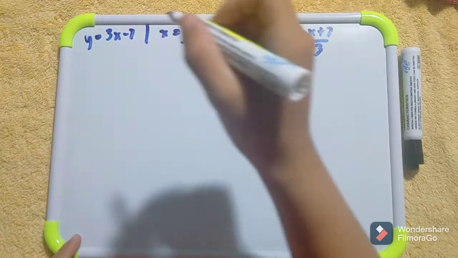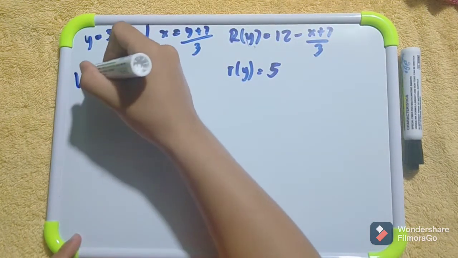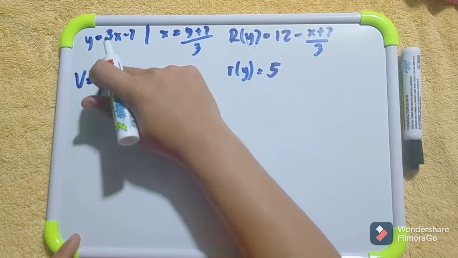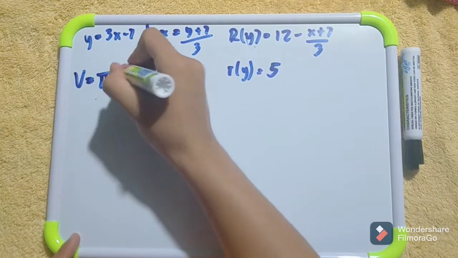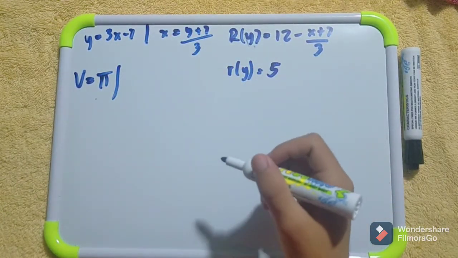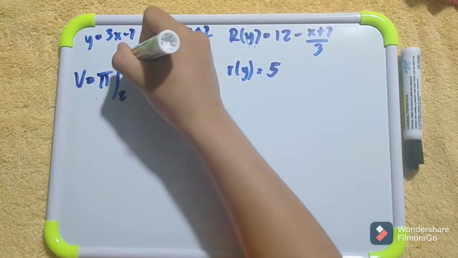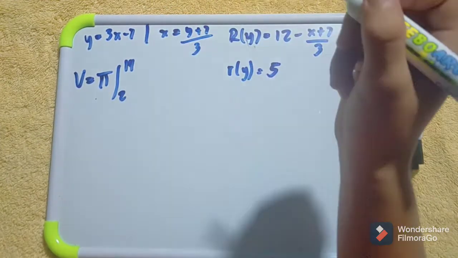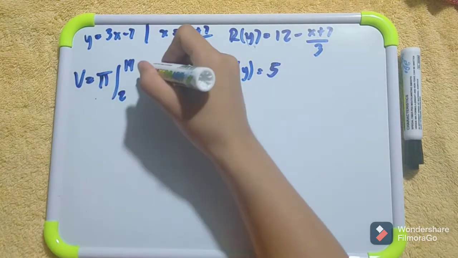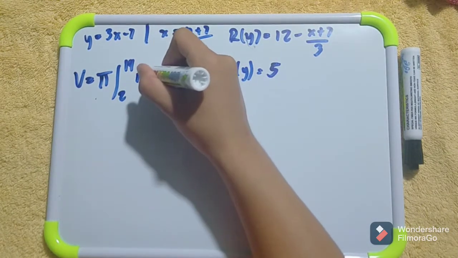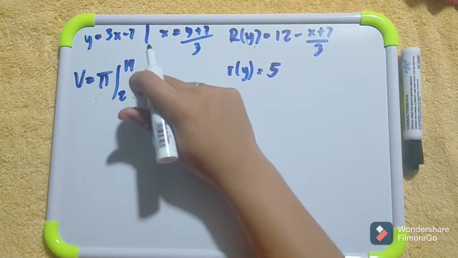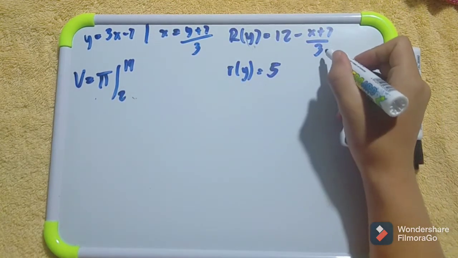The equation to get the volume is V equals, by the washer method, pi times the integral from 2 to 14. So that is our limit, or our boundary. And then our first, the outer radius. We can still simplify this outer radius.